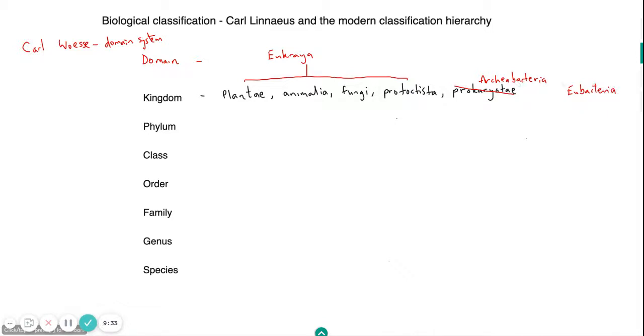And the differences between these two are so big that actually the archaea bacteria have more in common with eukarya than they do with the eubacteria. So that was a really major finding. So now we've got two new domains. We've got a new domain called archaea. That should be a C. And one more here, called bacteria.